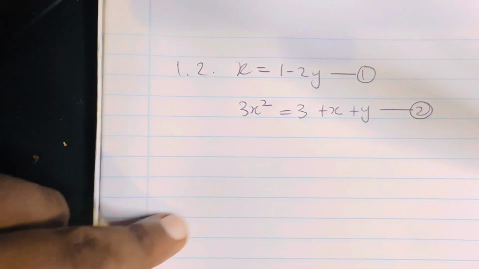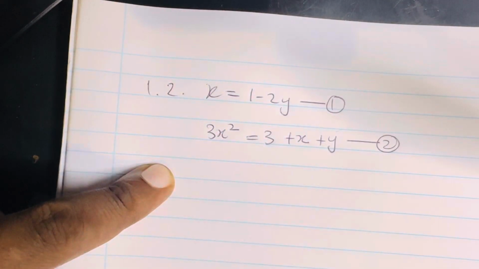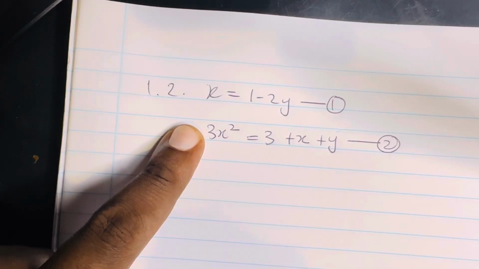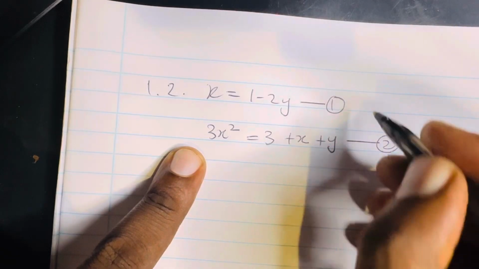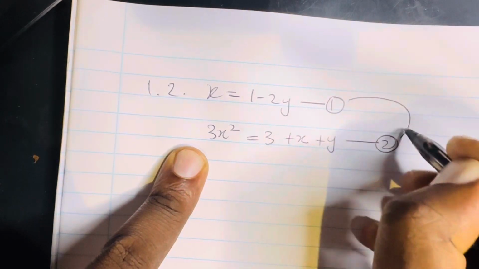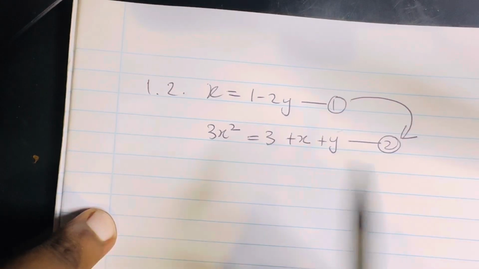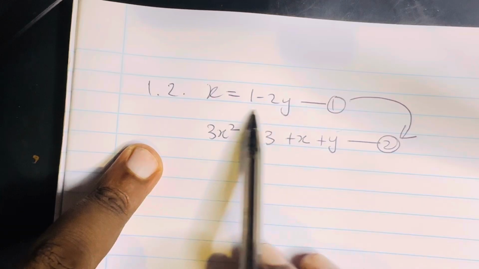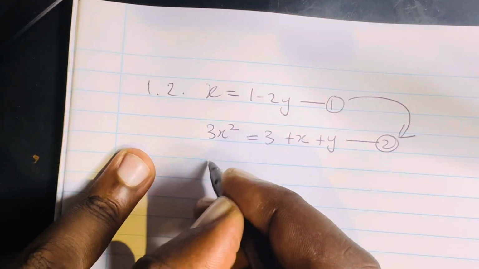So now let's solve this simultaneous equation. We are given x as the subject of the formula, so we can just substitute x in equation number 2. Where we see x, we can substitute with 1 minus 2y, since we're given x as the subject of the formula, so there is no need for us to make a third equation.